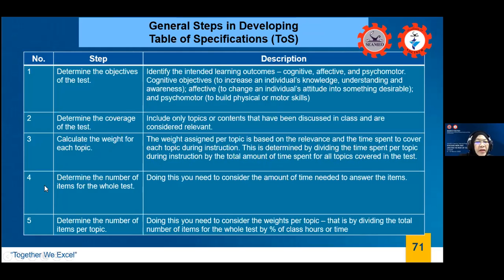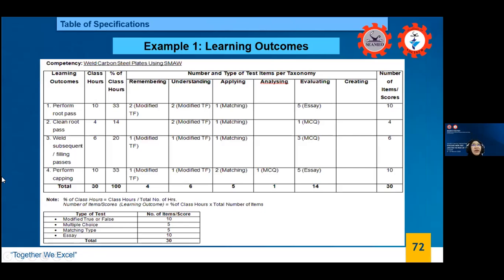4, determine the number of items for the whole test. Here, doing this, you have to consider the amount of time needed to answer the items. And then number 5, determine the number of items per topic. You need to consider the weights per topic. How do you do it? Divide the total number of items for the whole test by the class hours or time. Okay, let's do it. Okay, have a look, everybody.